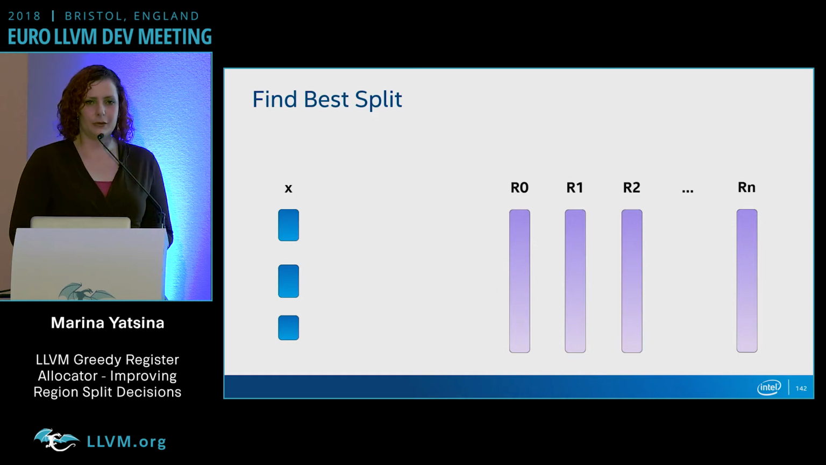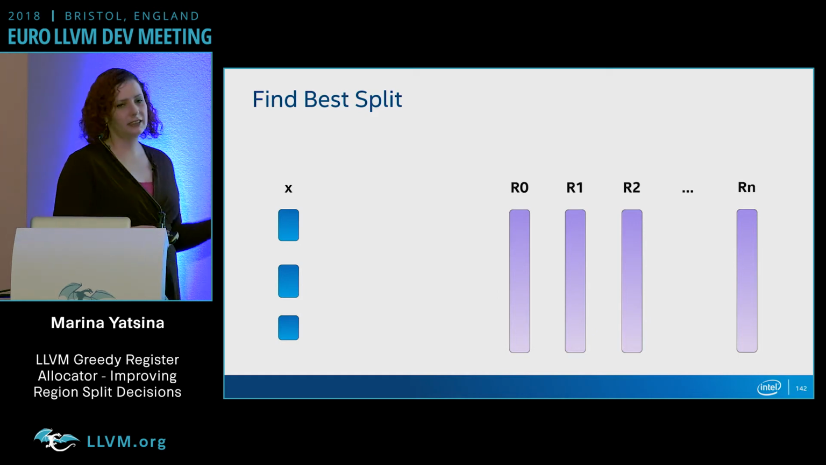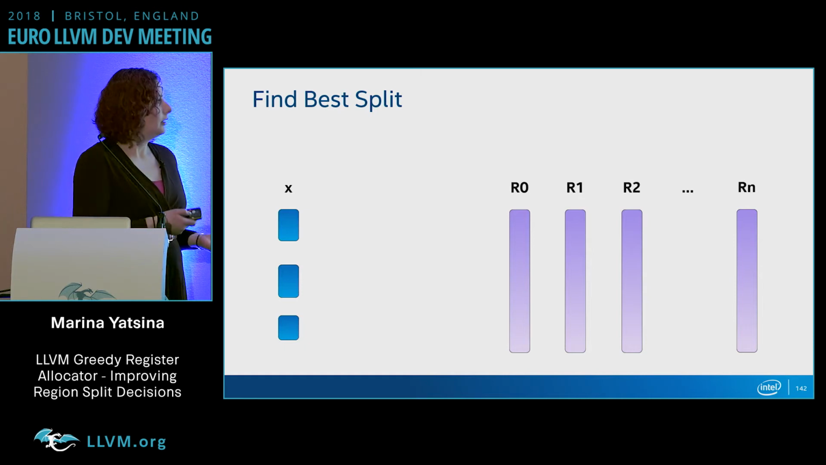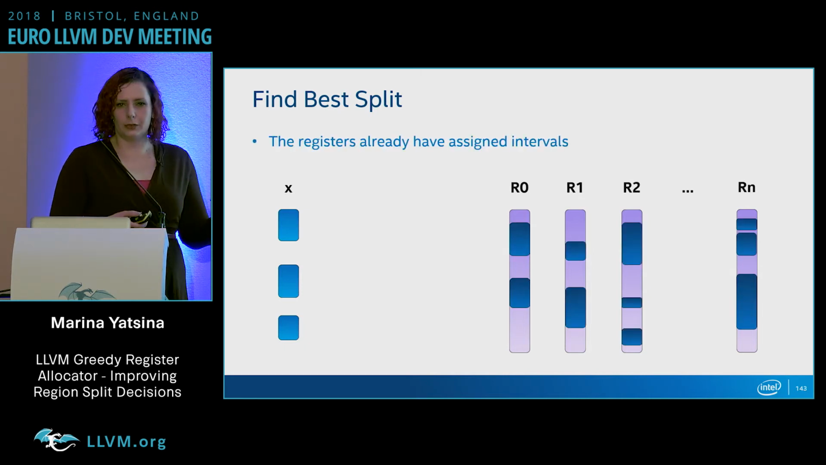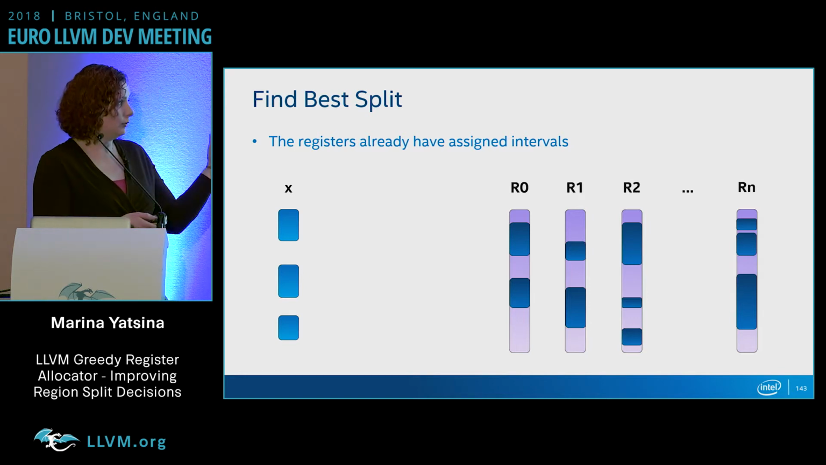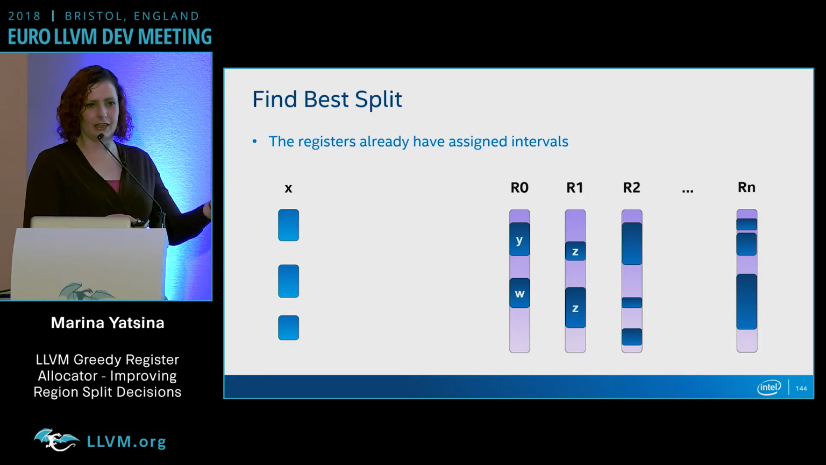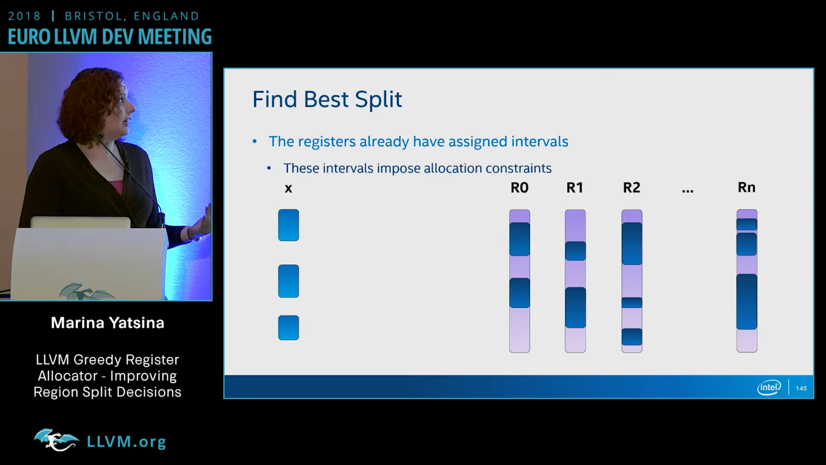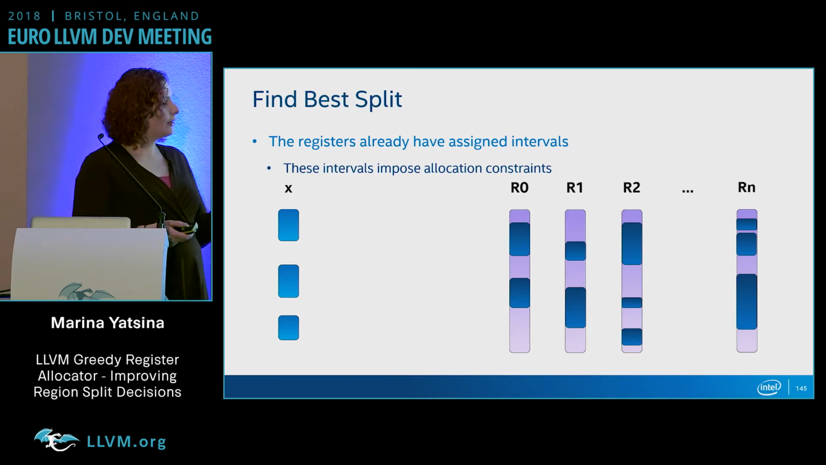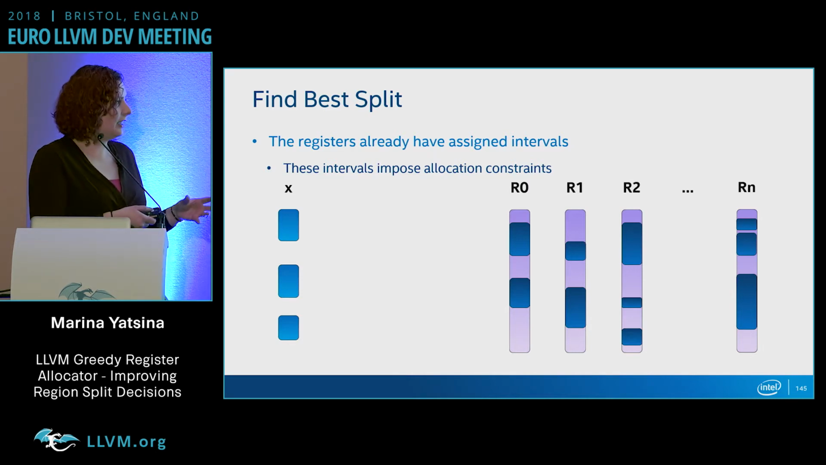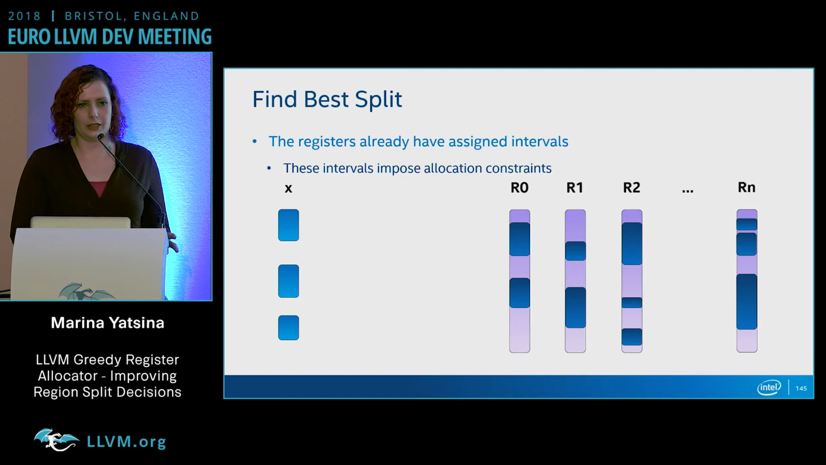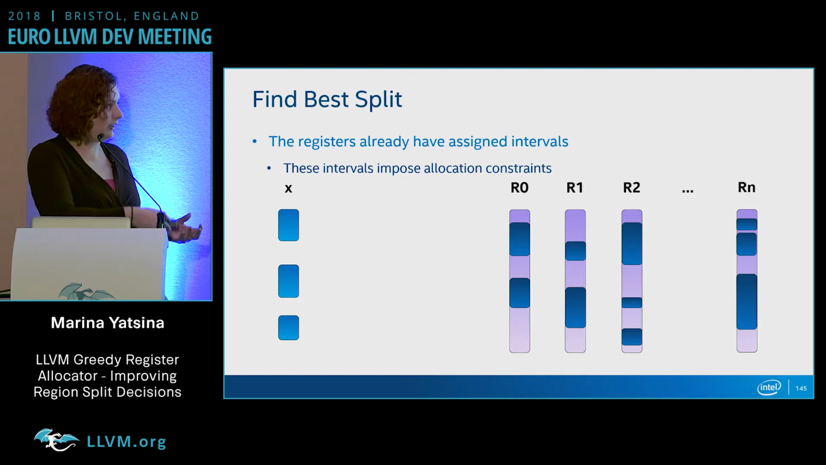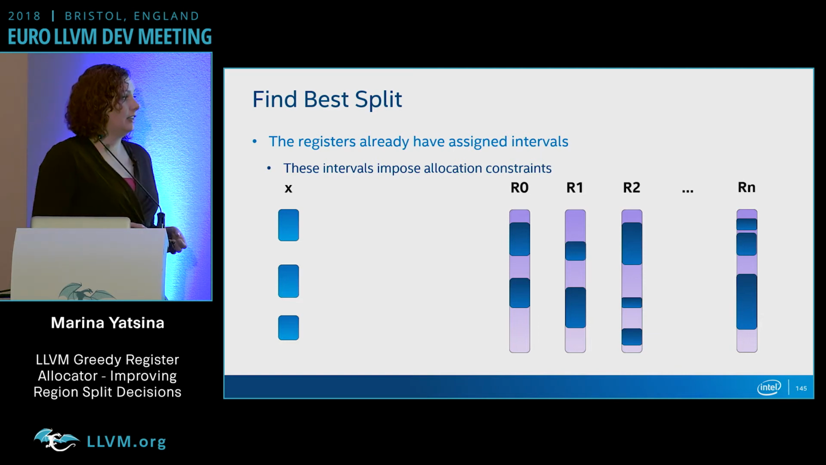So how do we find the best way to split? Let's assume this time we have n+1 physical registers, and x is the interval we want to split. We're in the middle of the allocation process. If we're trying to split x, we already have intervals assigned to the physical registers. These are the y and z and w we've seen before. These intervals are the allocation constraints, and when we're splitting x, we need to work around them. We need to split x to not interfere with the already existing assignment.